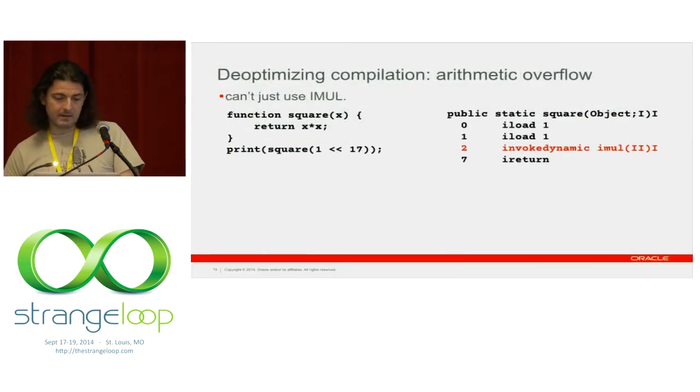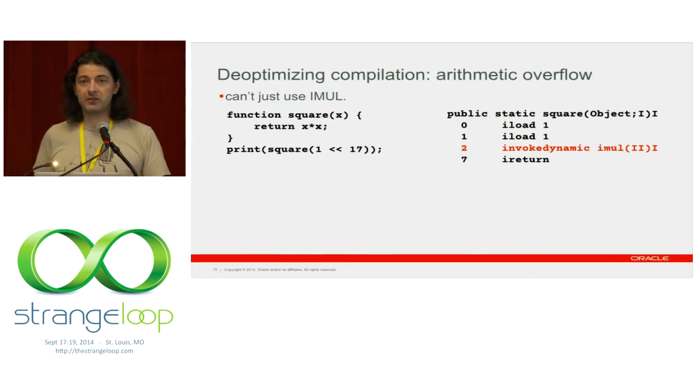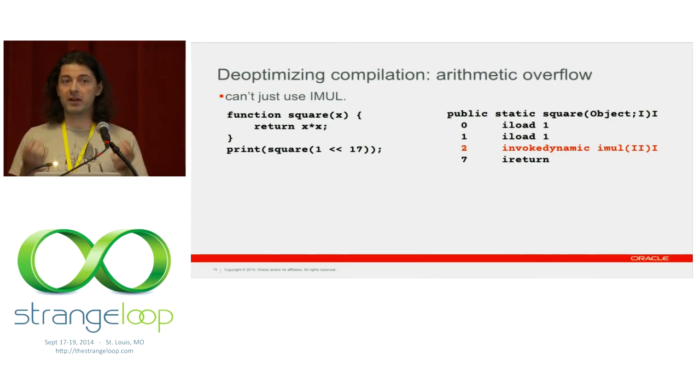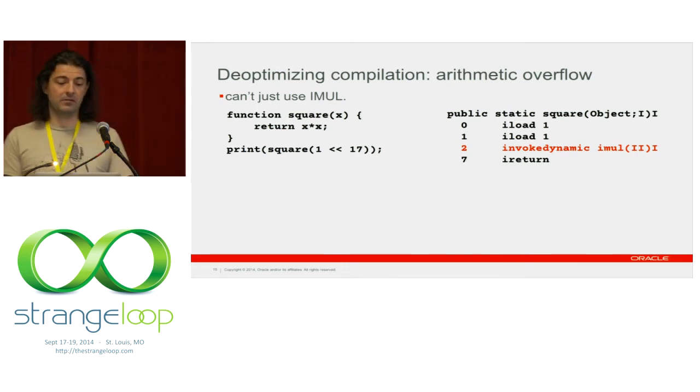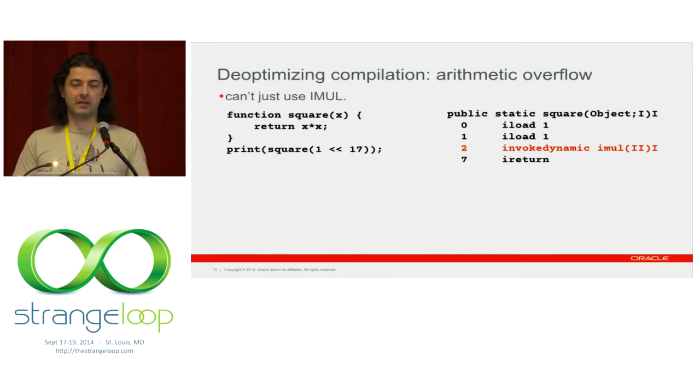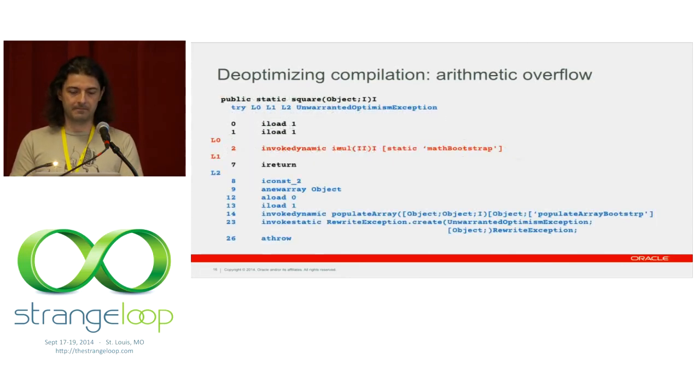All right. So we also do deoptimization on arithmetic overflow, because in JavaScript we are not allowed to overflow. The JavaScript specification has no idea whatsoever about ints. It's completely defined in terms of doubles. So using ints is an optimization that we do. So if you take our square function and you pass it something that when multiplied will overflow the int, then the square function itself will have to deoptimize.